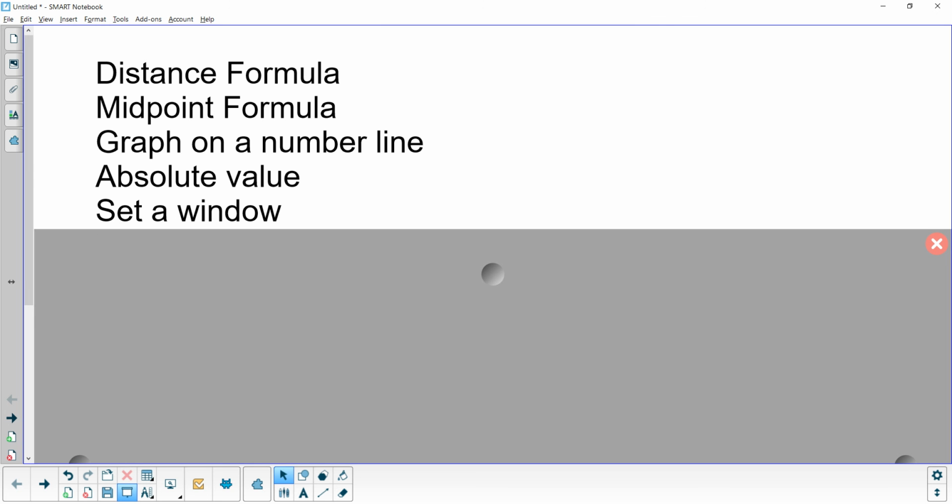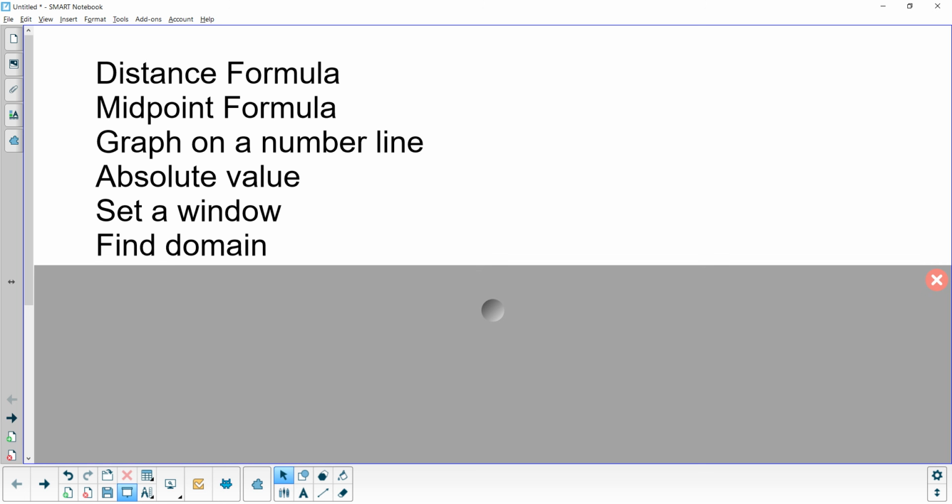You should know how to set a window on a calculator. The way I would test you on a question like that is I would give you a graph and say, here's the window I want you to use, and I'll give you 5 pictures. And you tell me which picture would be the correct one if you set the window the way I asked you to.